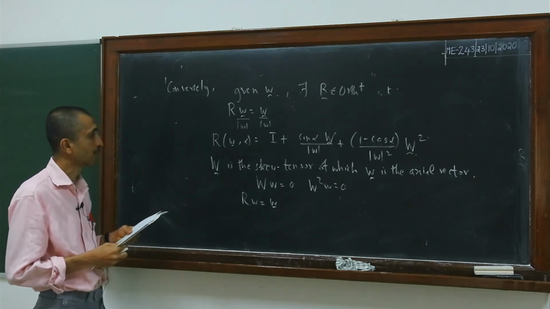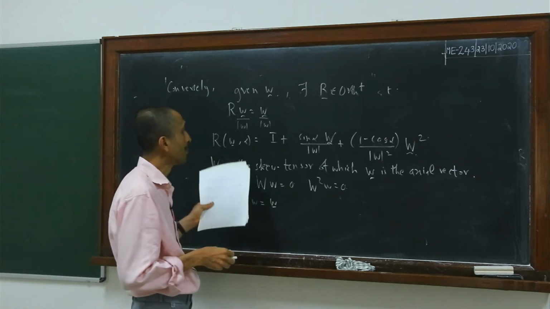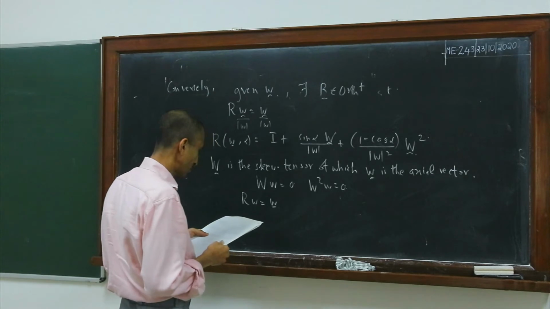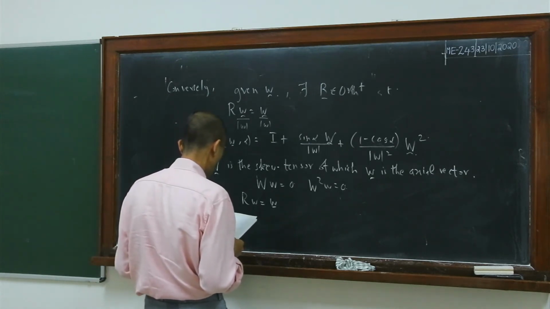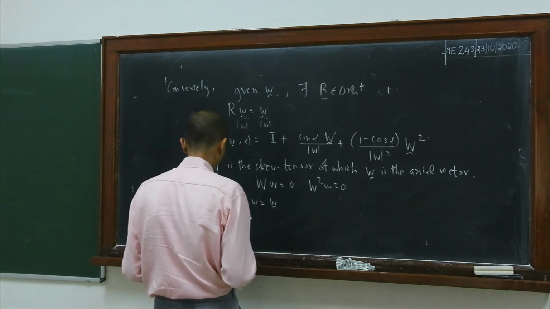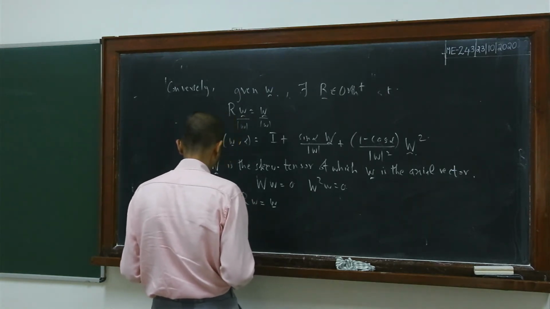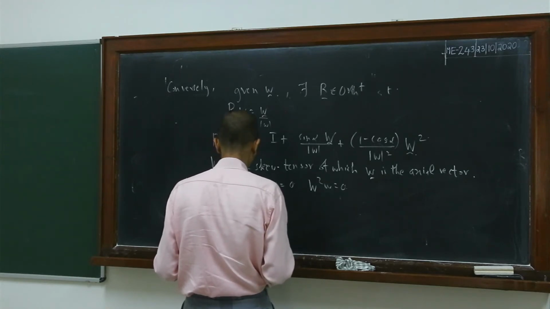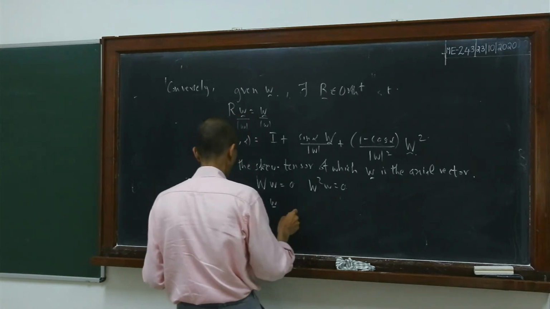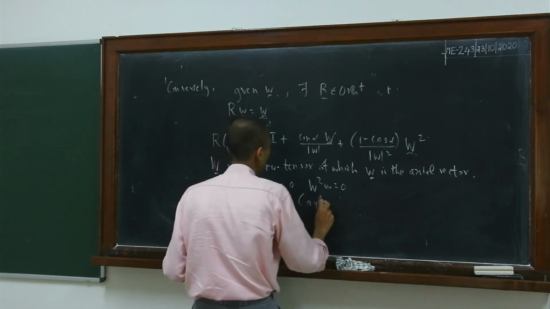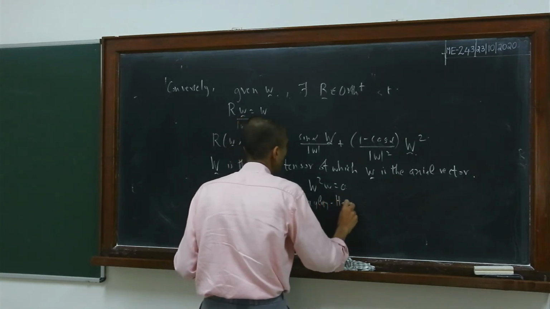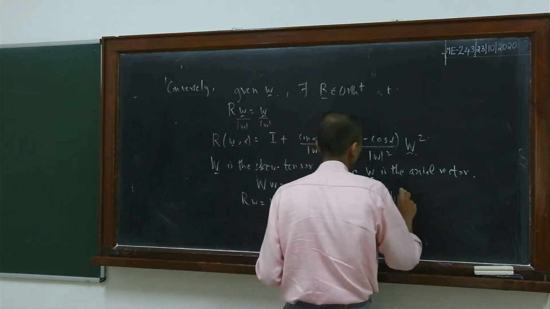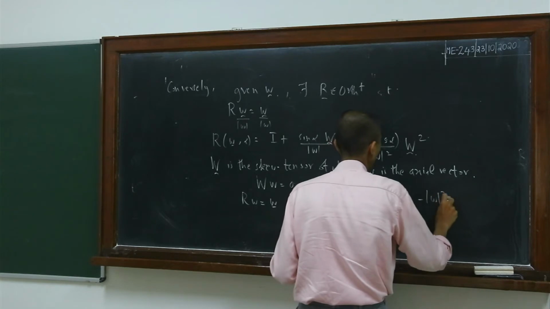So okay, that shows that at least you get this R W equal to W, but we still have to show that R is a proper orthogonal tensor, right? So we show that now. From the Cayley-Hamilton theorem, you will get that W cube is equal to minus of W square times W.